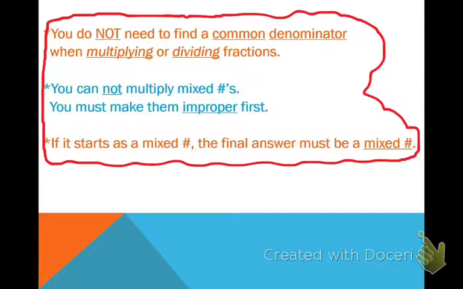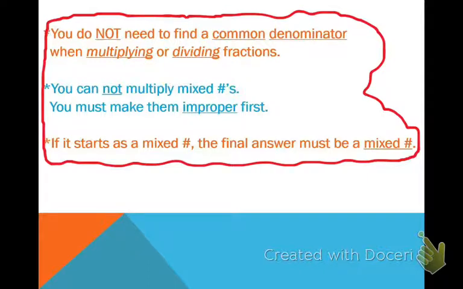Okay, so if you look at this, the very thing that we see at the top is you do not need to find a common denominator when multiplying or dividing fractions. So when we've been working on adding and subtracting, we always had to find a common denominator. So multiplying, in my opinion, is actually easier because you don't have to find a common denominator.